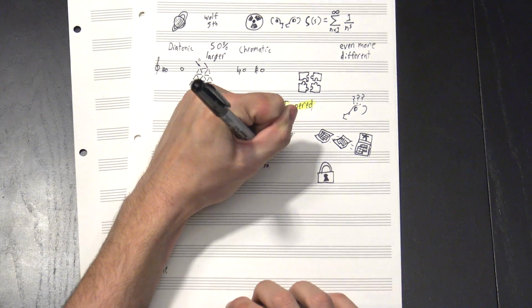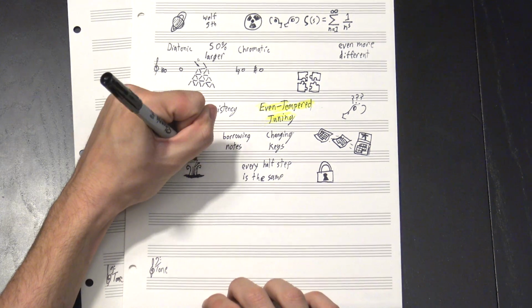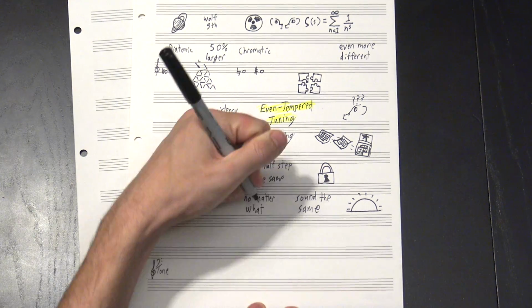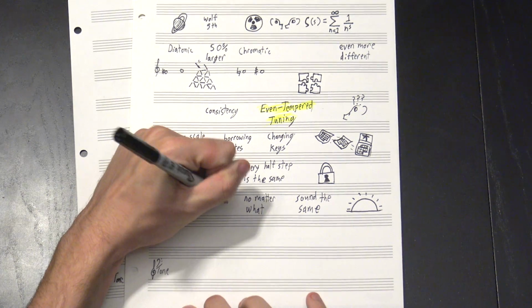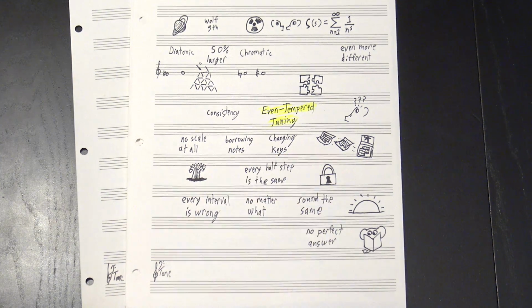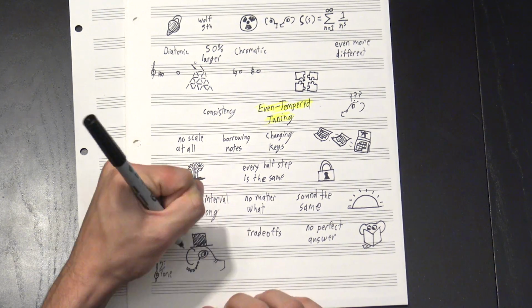In even-tempered tuning, every half step is the same distance from bottom to top. This means that a major third, for instance, will sound the same no matter what note you start on, but it also means that every single interval is wrong compared to the harmonic series. There's no perfect answer, it's all about trade-offs, but the benefits of even-tempered tuning seem to far outweigh the cost. At least for now.